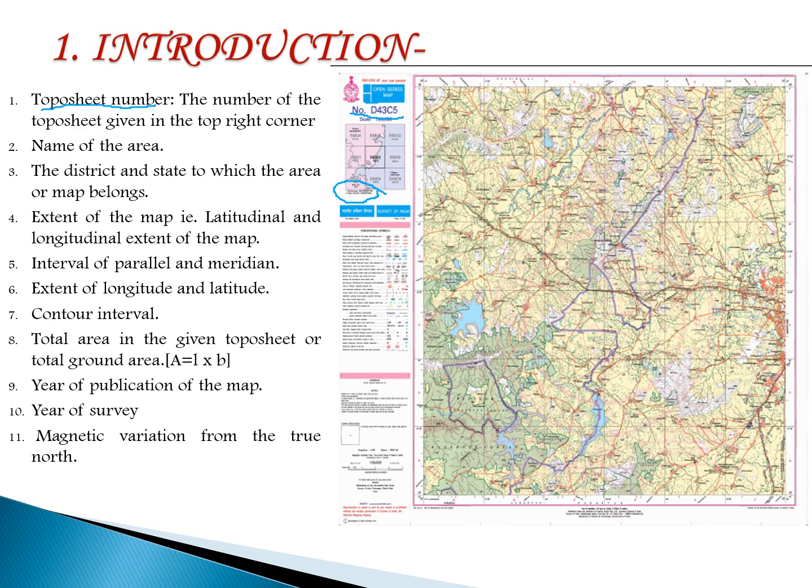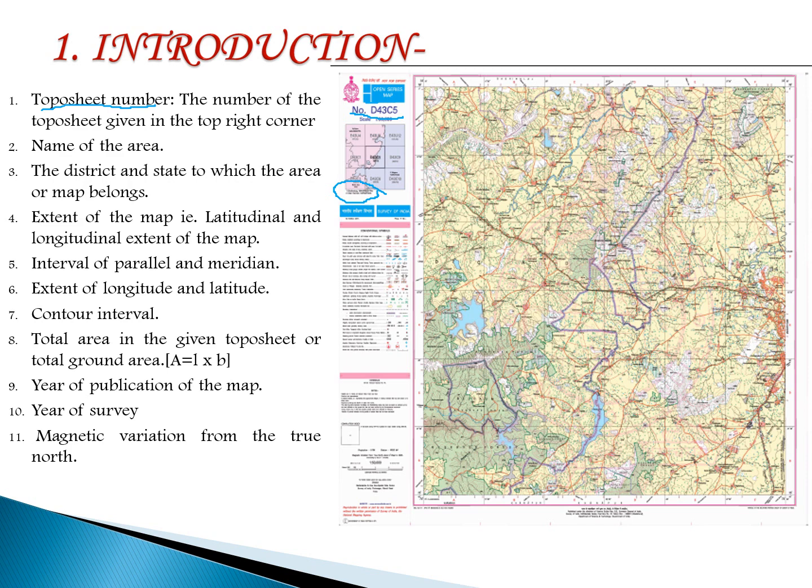Then the interval of parallel and meridian. What is the interval of parallel and meridian? You have to write it here. Here the interval is shown. You just have to find out the difference between these two, okay, between the grids. That represents the interval of parallel and meridian, whatever, 2 minutes 30 seconds, whatever is the difference between the grids, you will find it and write it here.